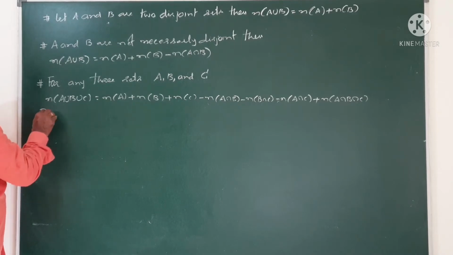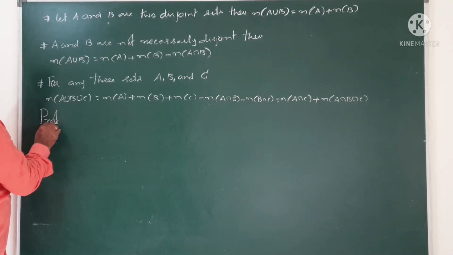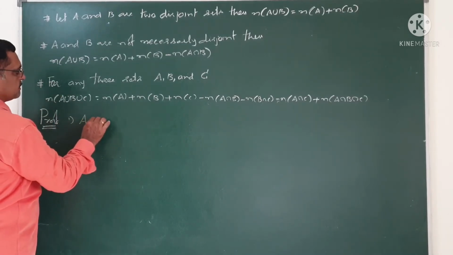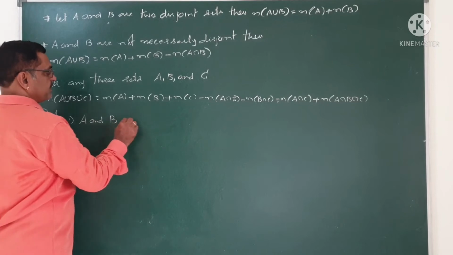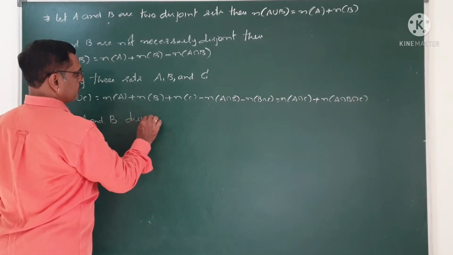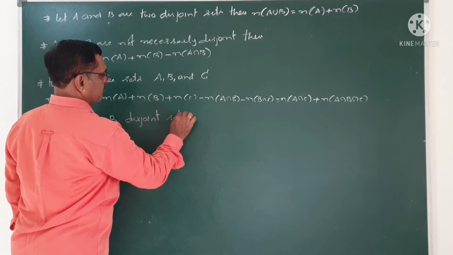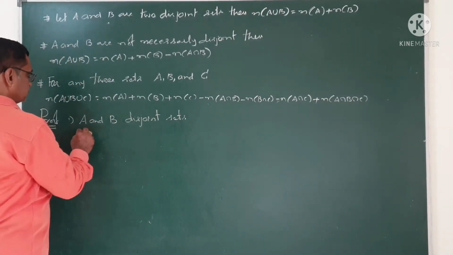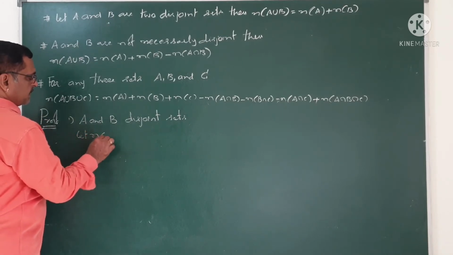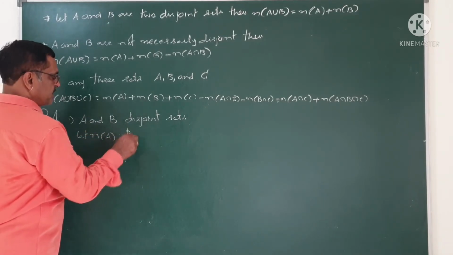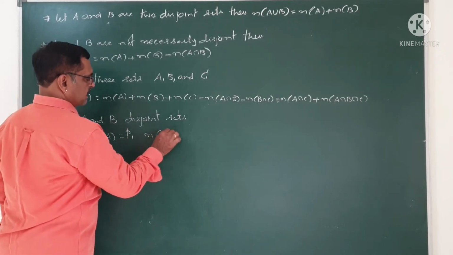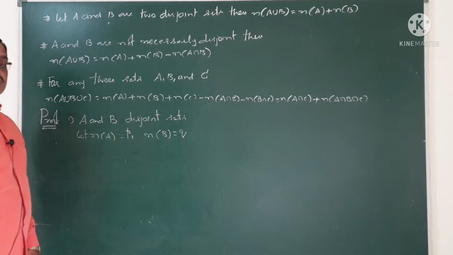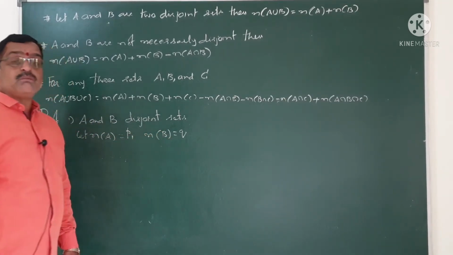Proof. First of all, number one, A and B are disjoint sets. Let n of A be equal to P, n of B be equal to Q. That means in set A, P number of elements are there, in B, Q number of elements are there.